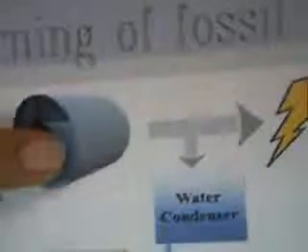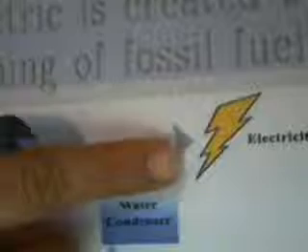When you boiled that coal, it would produce steam, and the steam would come up and spin the turbine. And as it spun the turbine, it would then spin the generator, which creates kinetic energy that is turned into electricity.